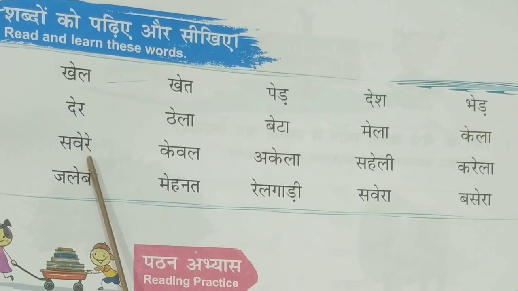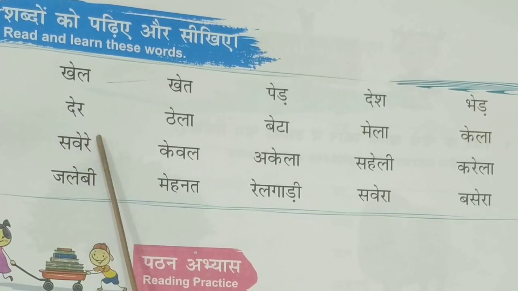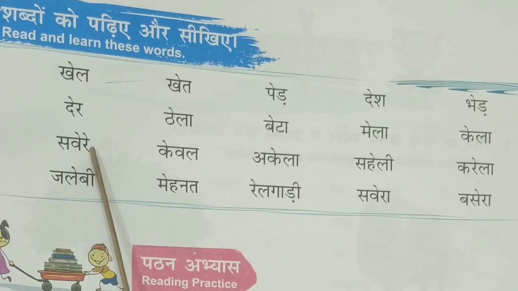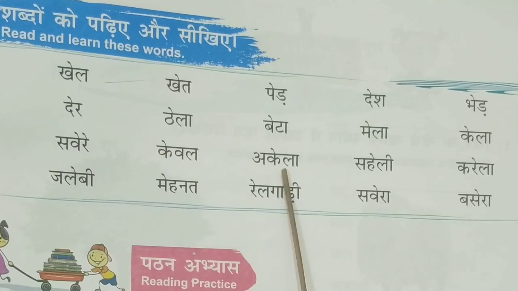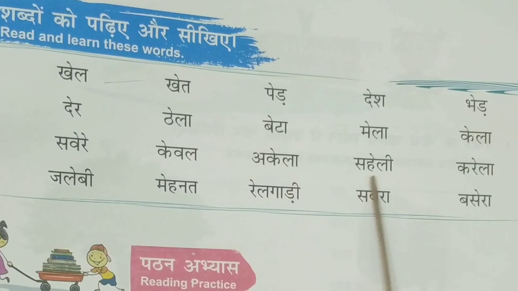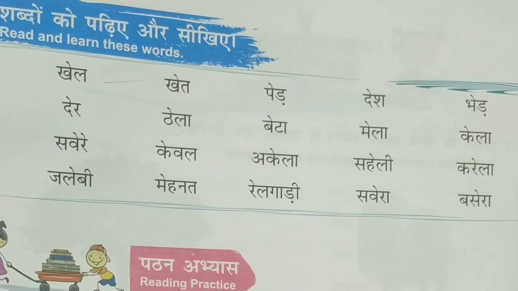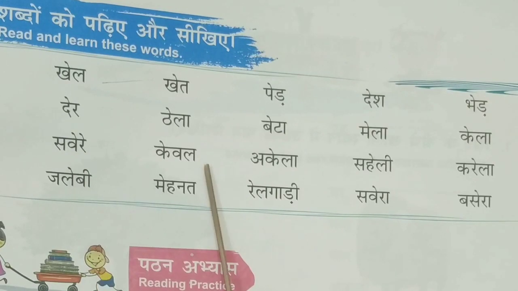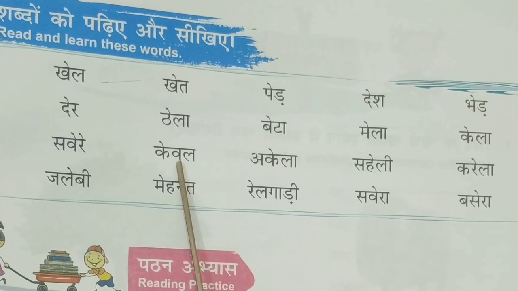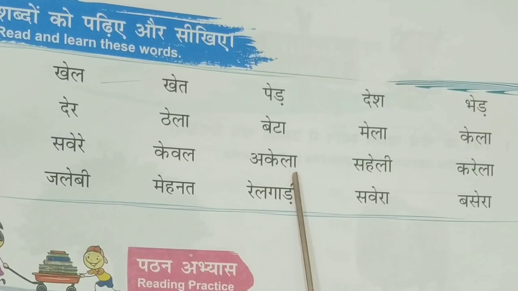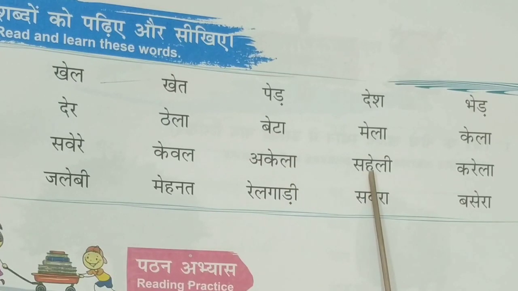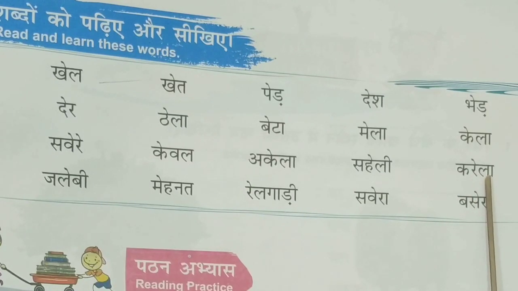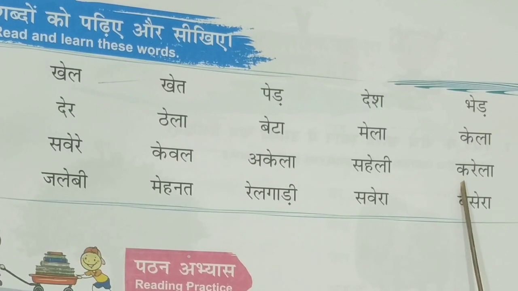Savere. Here you can see two places with eki matra, above the second and third letter. Savere. Keval. Akela. Saheli. Karela. What is Savere? Morning. Keval, only. Akela, alone. Saheli, girlfriend. Karela. Karela is a vegetable. Bitter gourd.